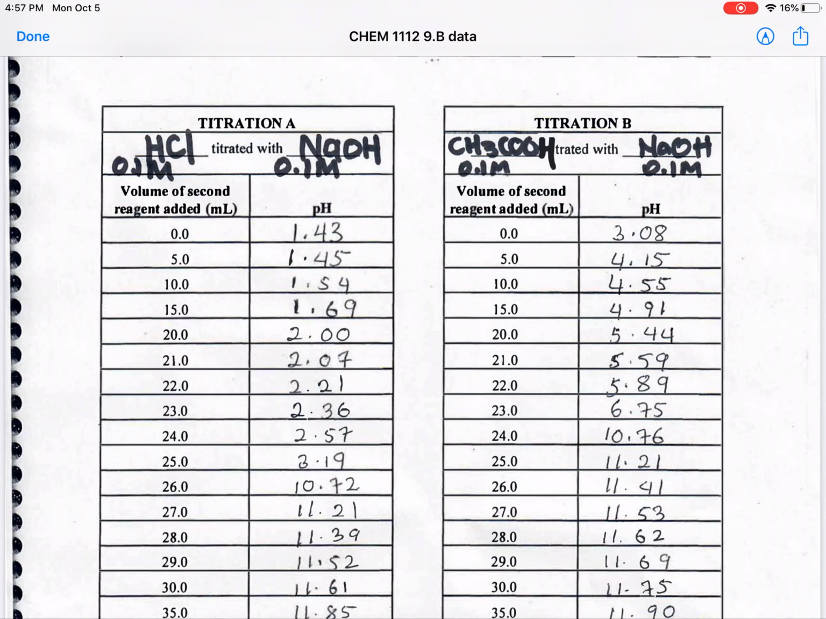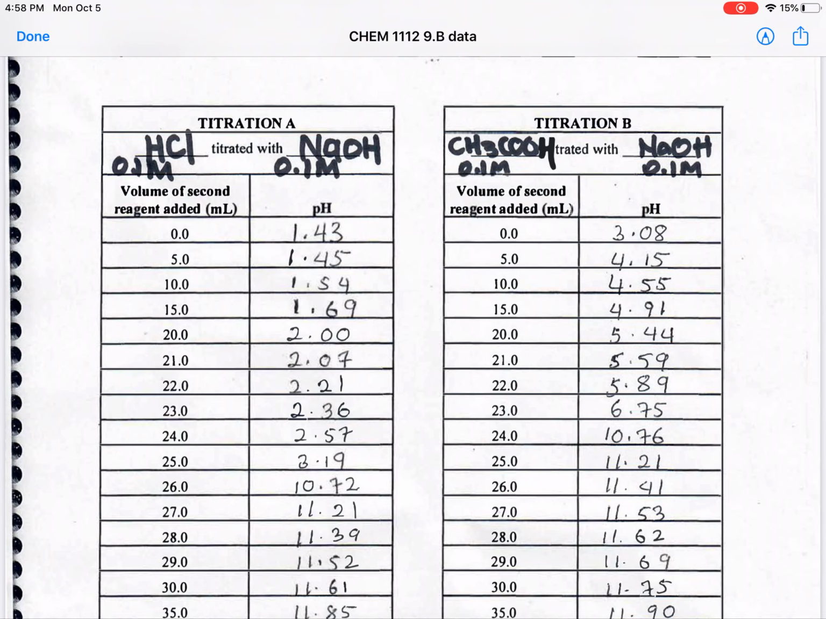So to begin with, volume of the second reagent added 0, meaning you have not added any sodium hydroxide, you have only hydrochloric acid. You check the pH, 1.43, which makes sense because hydrochloric acid is an acid and it needs to be a lower pH. And then you add 5 milliliters, you swirl the flask and get the pH 1.45. So you're going to be adding first 5 milliliter increments until you come to 20 and record the pH. And then from 21 to 30, you're going to be adding 1 milliliter increments.